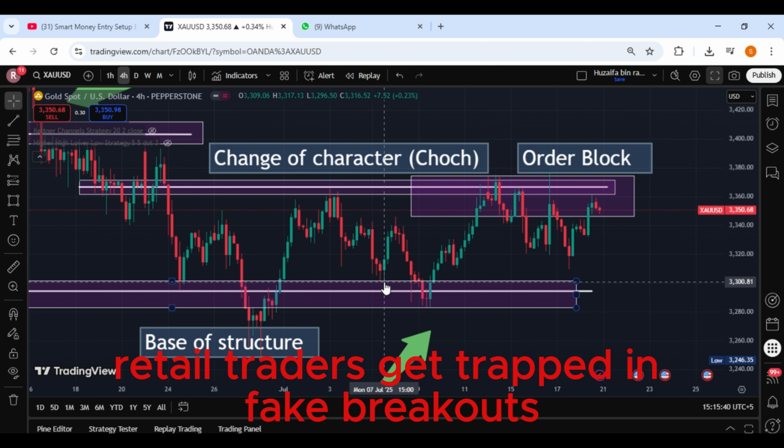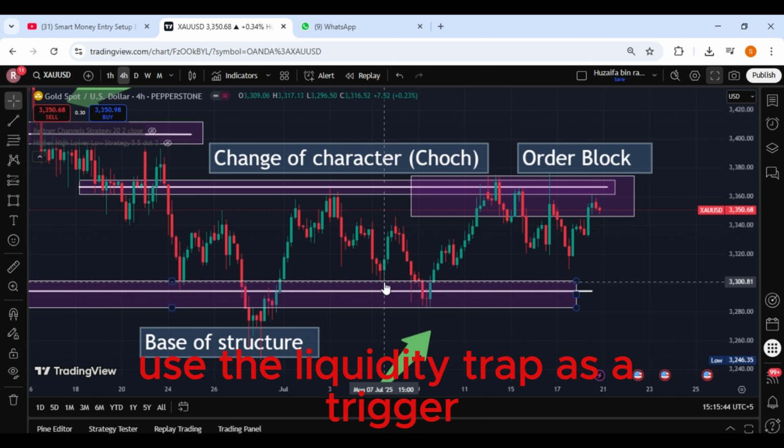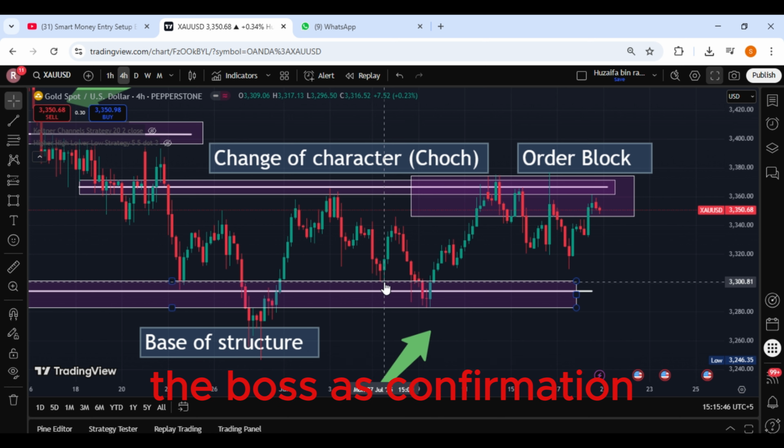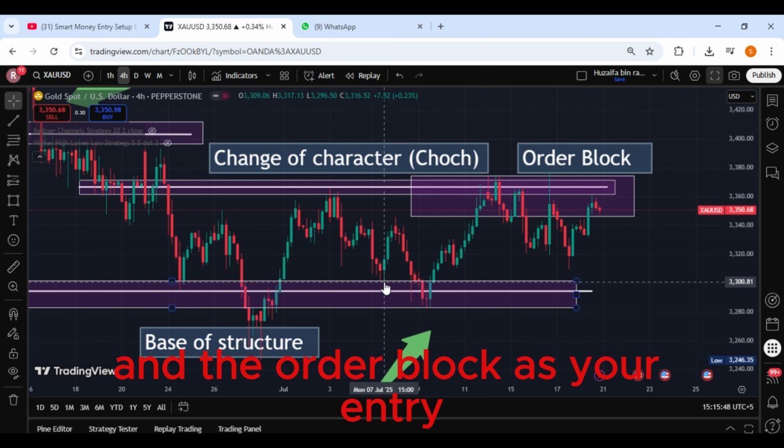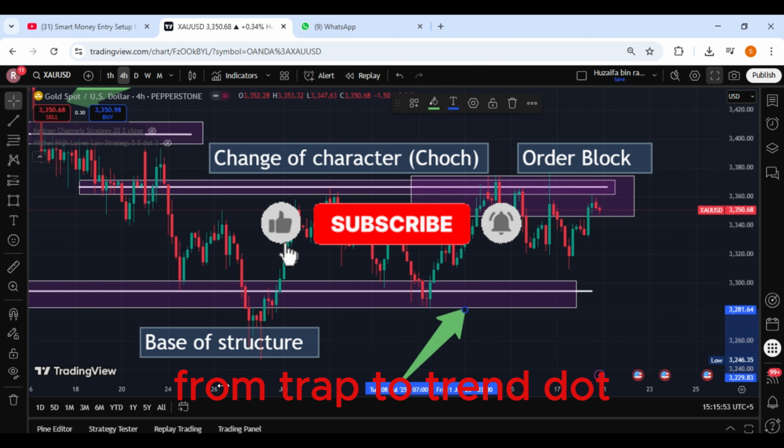Retail traders get trapped in fake breakouts. You, on the other hand, use the liquidity trap as a trigger, the BOS as confirmation, and the order block as your entry. This is a complete smart money model from trap to trend.